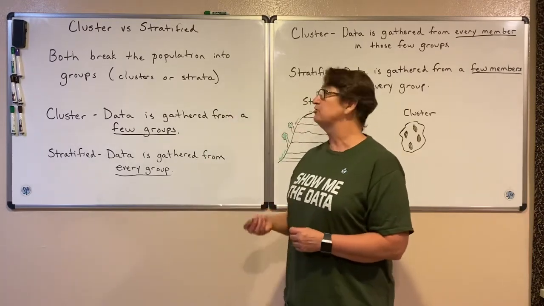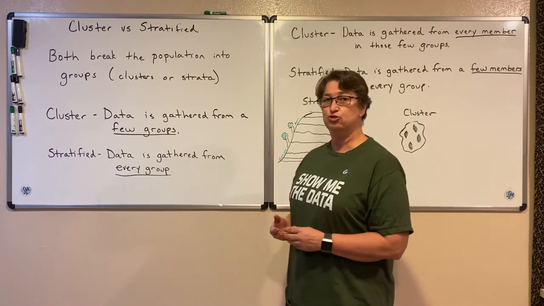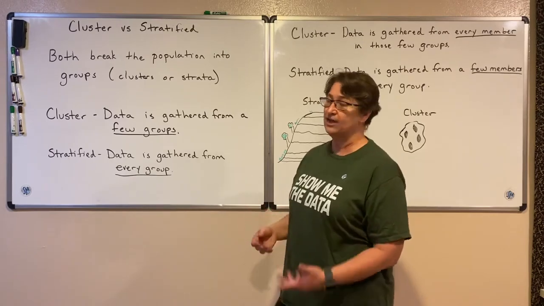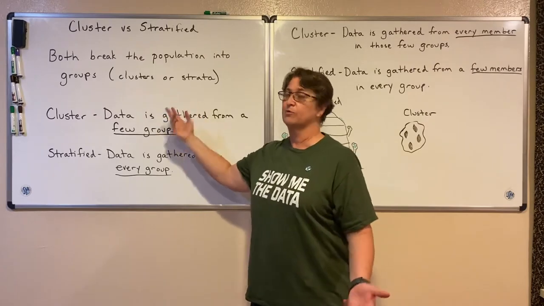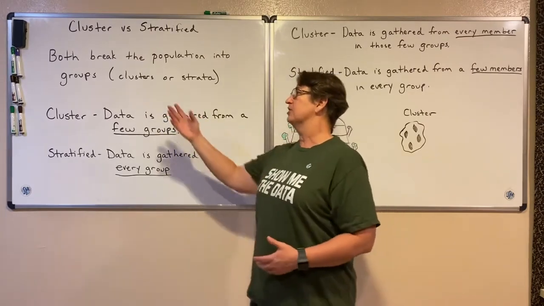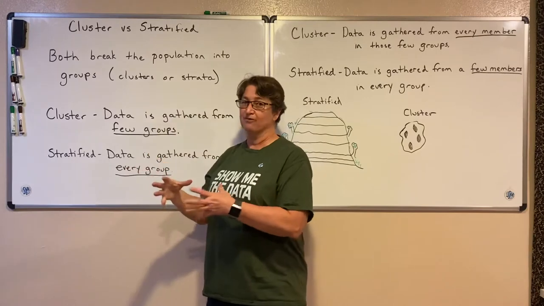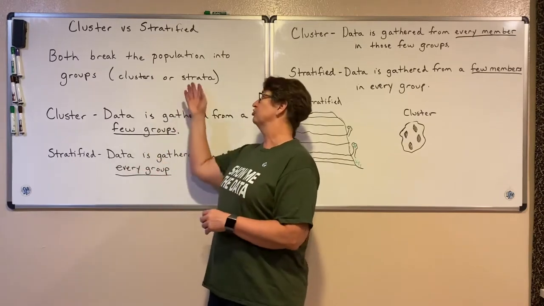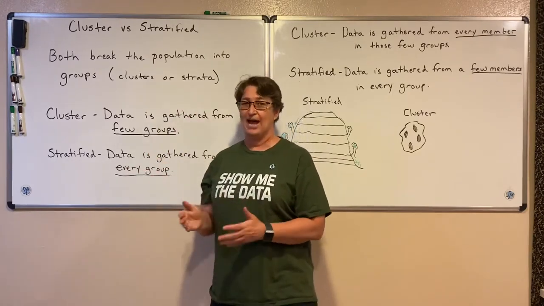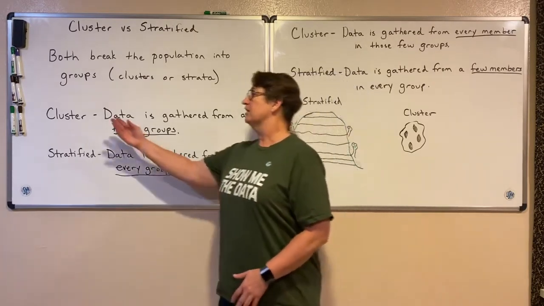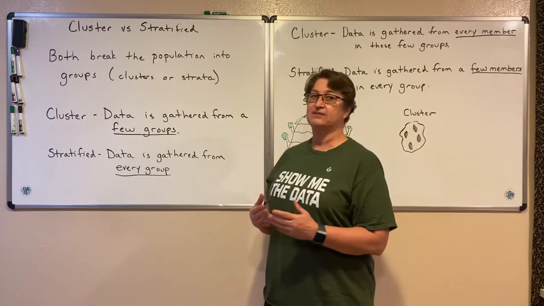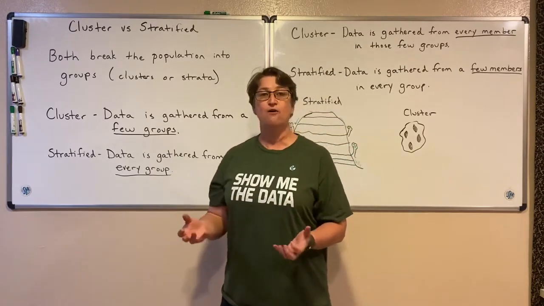In both cases, we divide the population into groups. In one case, we call them clusters, and in the other, we call them strata. Typically, the clusters are more geographic divisions, whereas the strata are more based upon attributes, but it doesn't have to be that way. In a cluster sample, the data is gathered from a few of those groups.